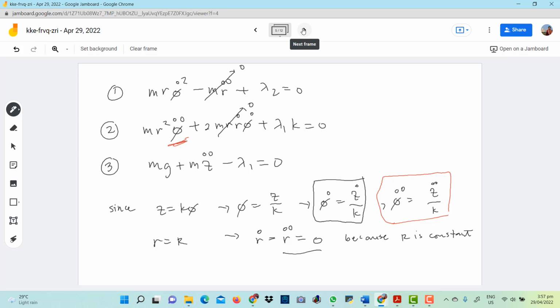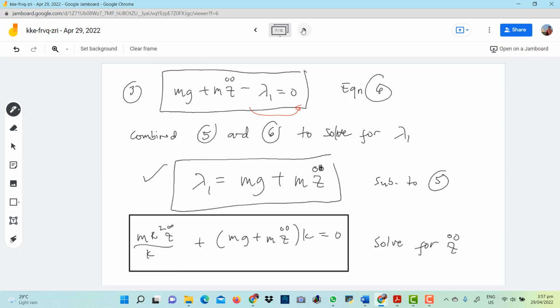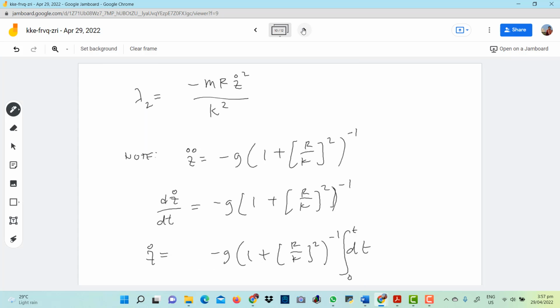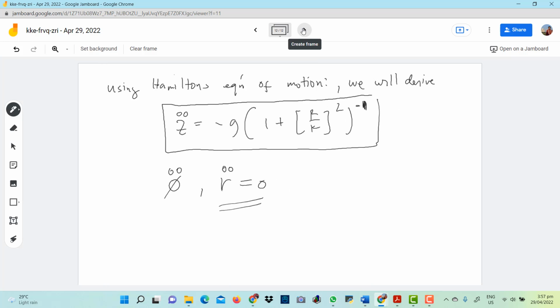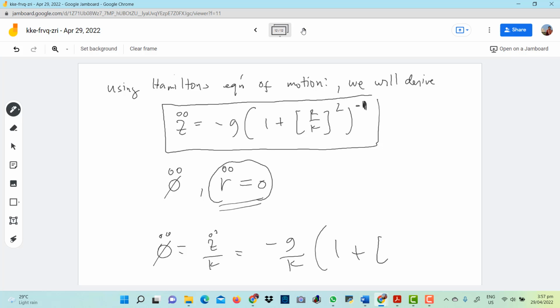So ang imong buhaton, once you know the z double dot, makuha na ko ang phi double dot just by dividing it by k, no? So, r double dot is 0, and then phi double dot is just equal to z double dot over k. So, this is just equal to minus g over k times 1 plus r over k quantity square raised to the power of negative 1. So, the most important is the z double dot. Once you know the z double dot, you will get the phi double dot, and of course, r double dot is just equal to 0.